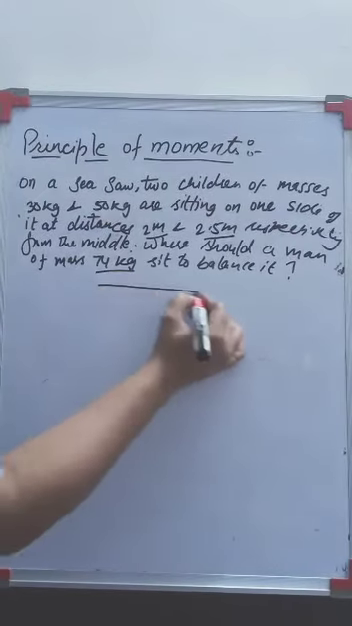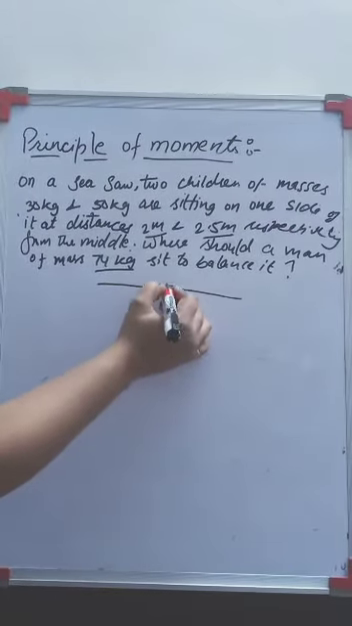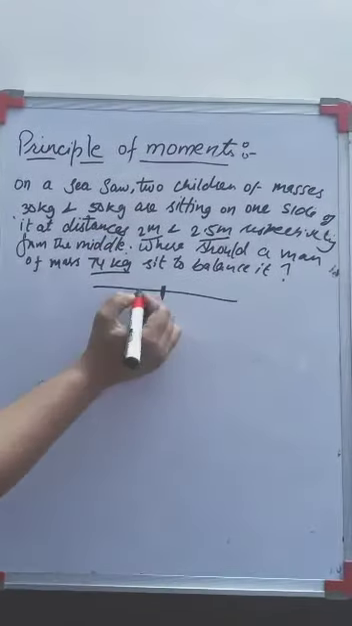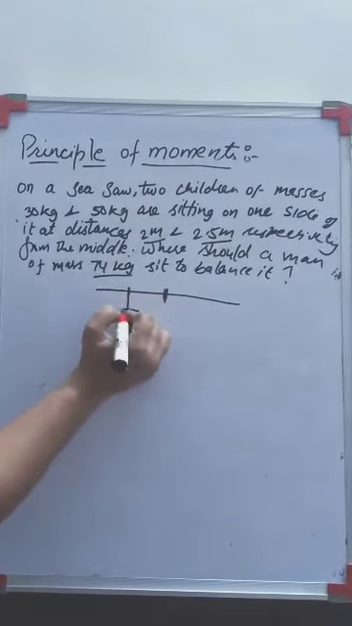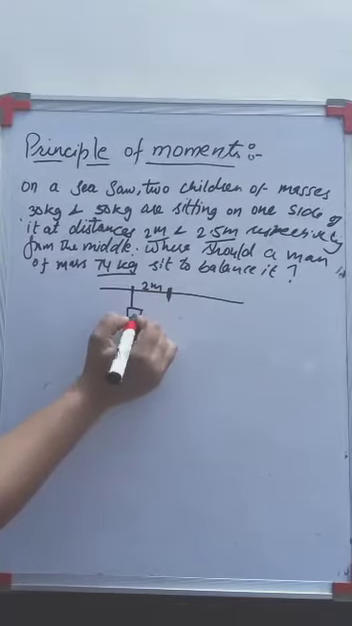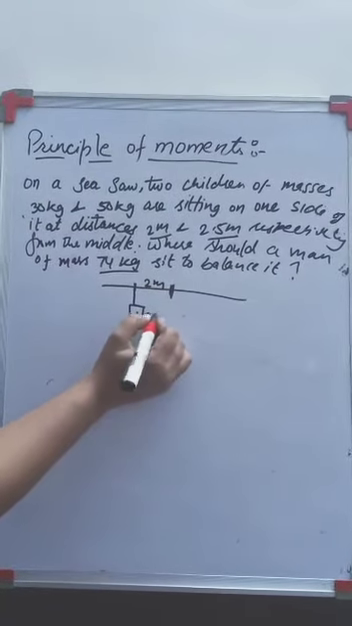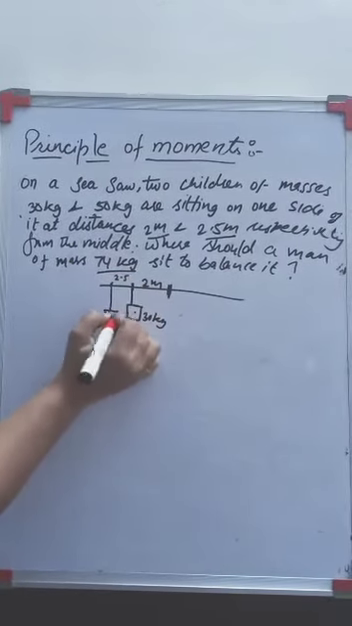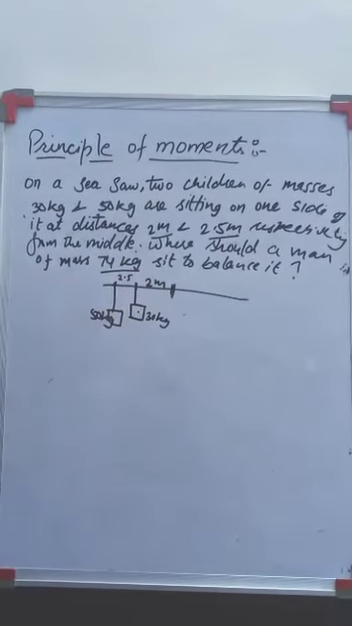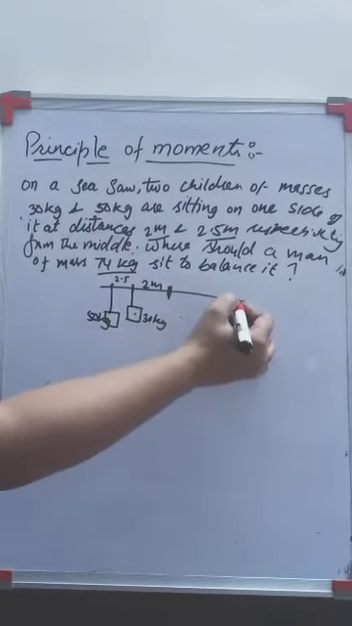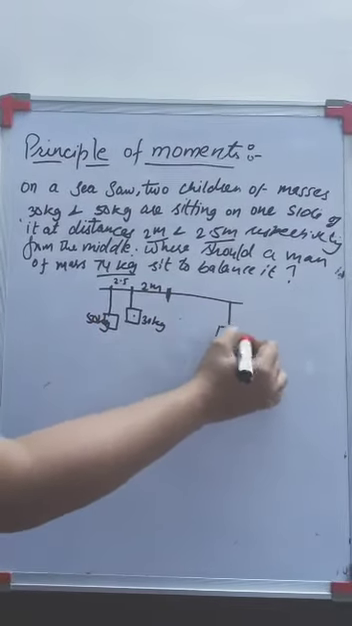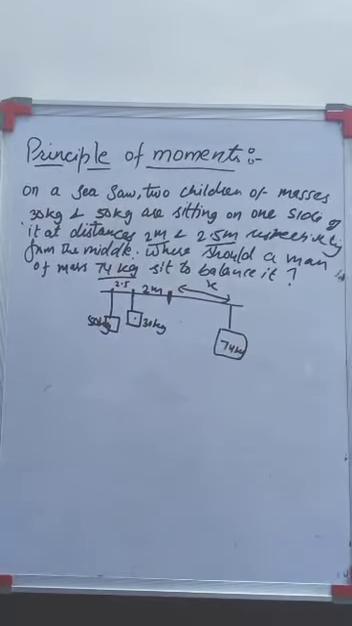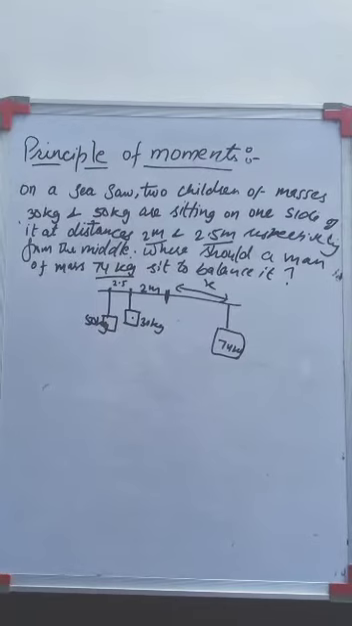So make the diagram. If it is a seesaw, then at center the pivot. At 2 meter one child is there of 30 kg, at 2.5 meter another child is there that is of 50 kg, right? Now on the other side of the seesaw, a man is there that is of 74 kg and this distance I am taking as x. So this is our arrangement.